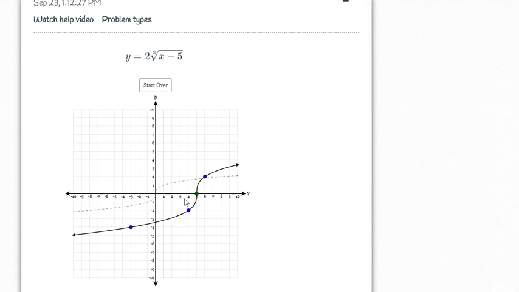All right, and then again, check this other one. Like, for example, right here we have 4. 4 minus 5 is -1. The cube root of -1 is -1. -1 times 2 is -2. So that point is in the correct spot.